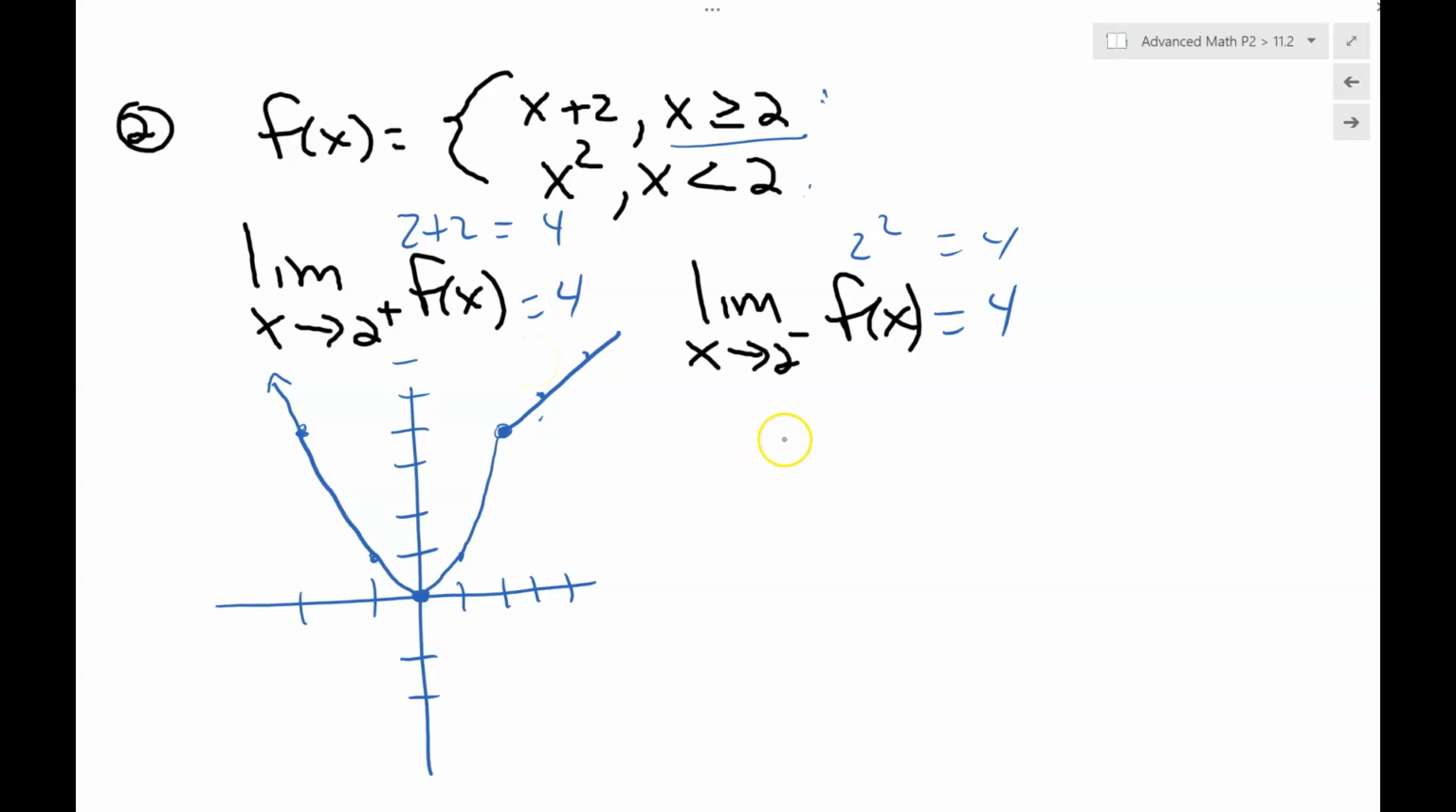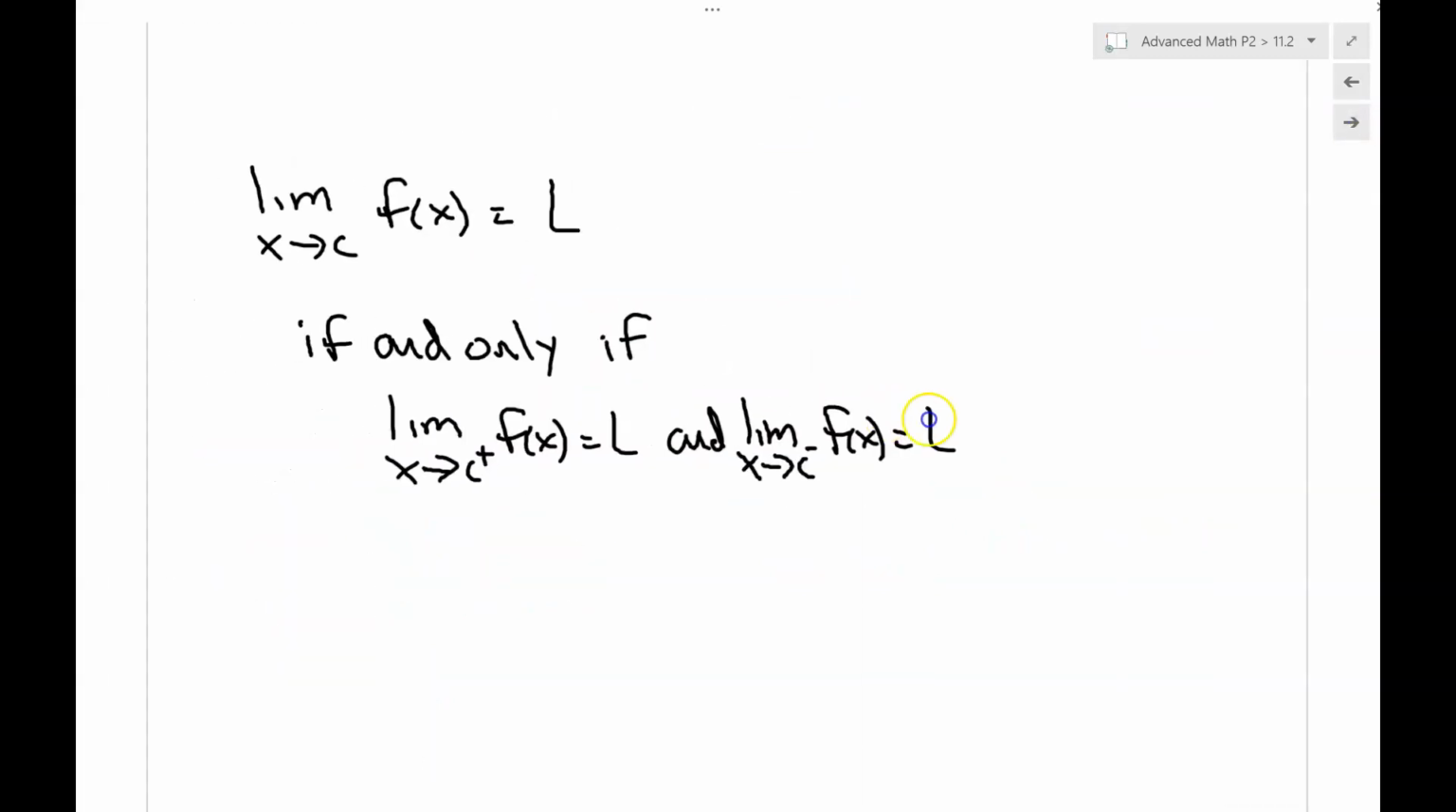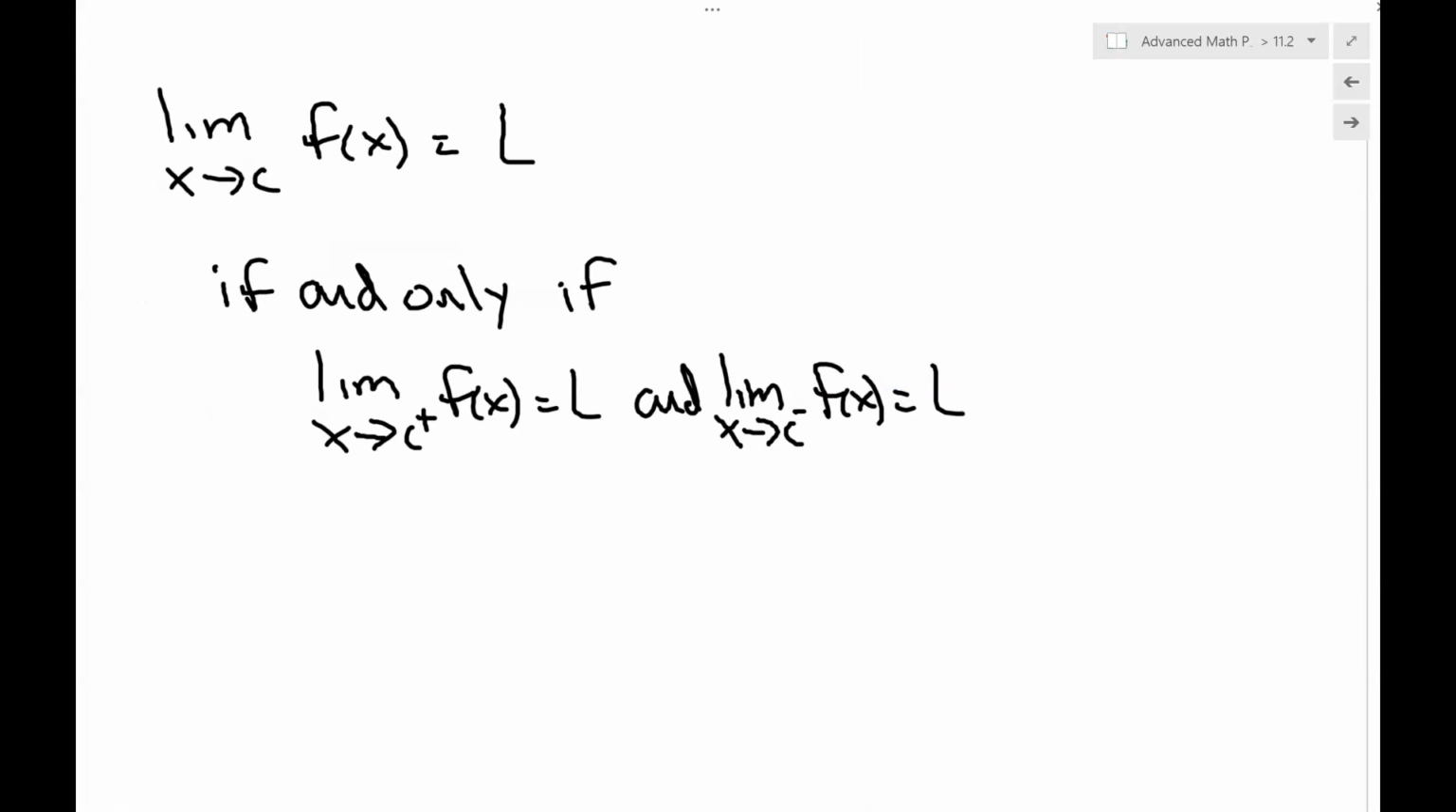That means if I were to bring this all together, the limit as x approaches 2 of f of x, since they both are the same, that means the overall does have a limit of 4. If I would have gotten two different answers, there wouldn't be an overall limit. So that brings us to this final definition of the limit as x approaches c of f of x equals L, if and only if the right-hand limit is L and the left-hand limit is L. If they're both equal to the same thing, then the overall limit is the same.